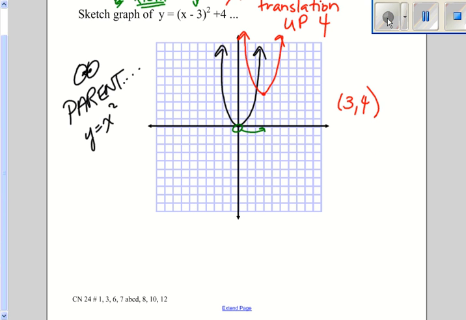Please try course notes 24, 1, 3, 6, 7, A, B, C, D, 8, 10, and 12.